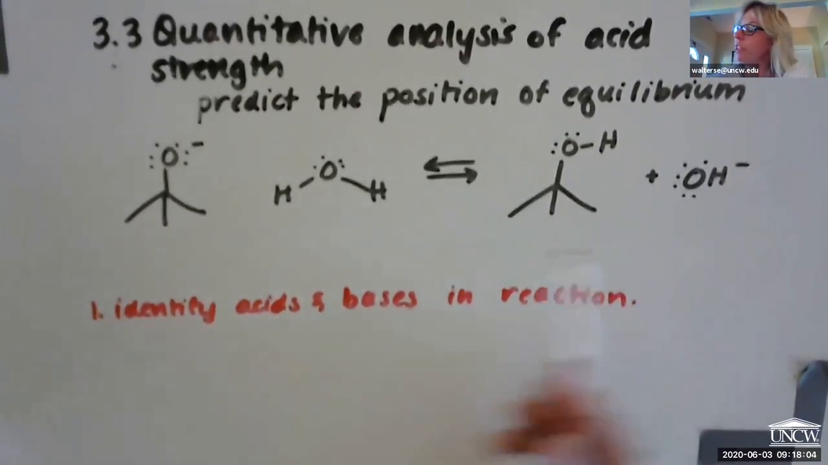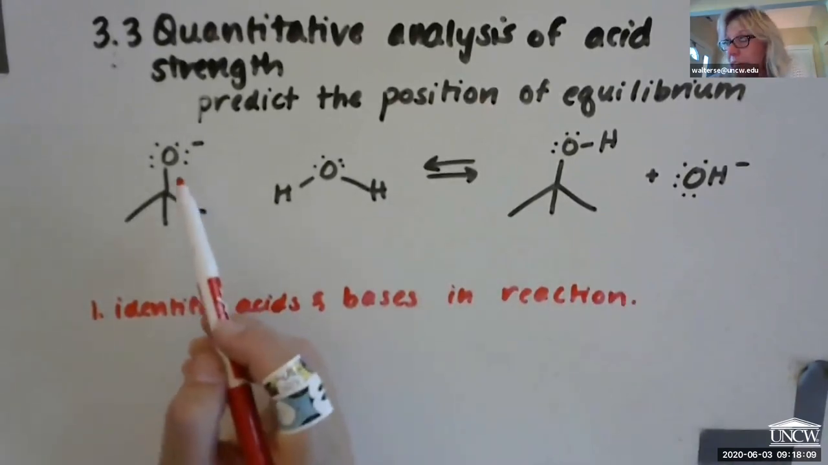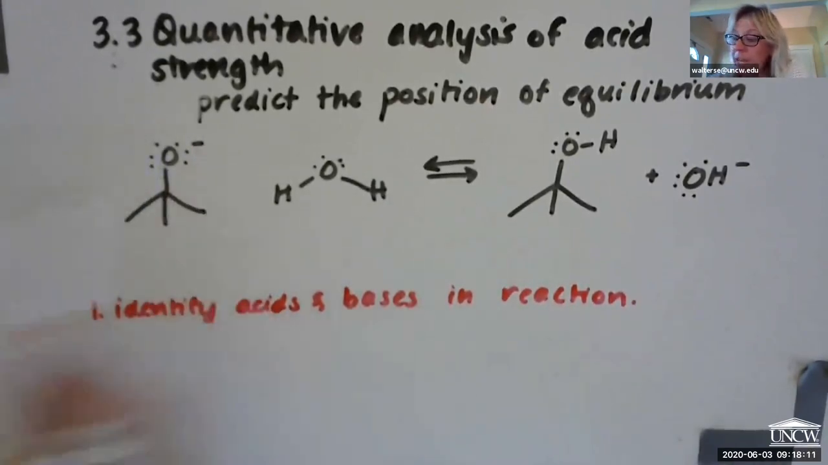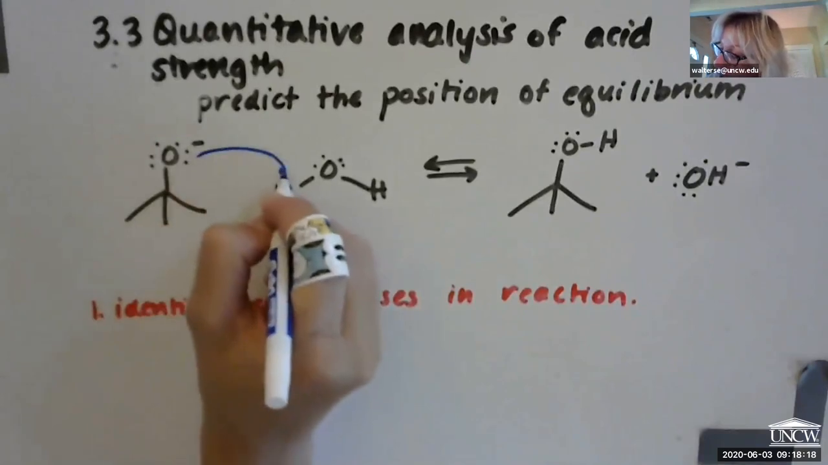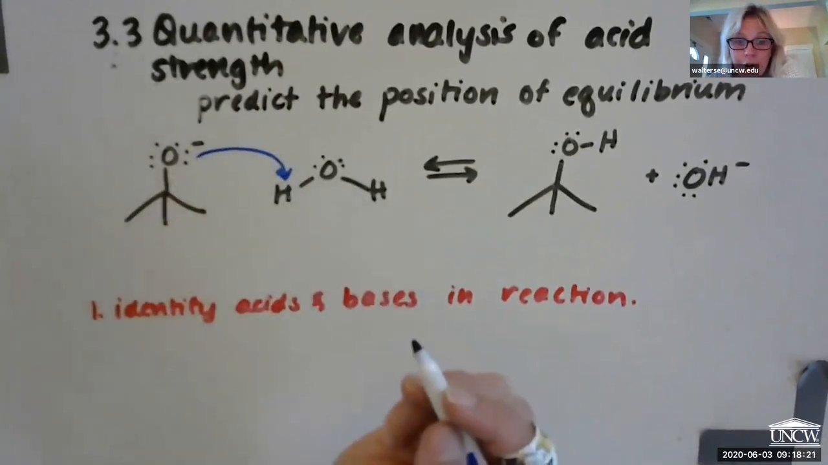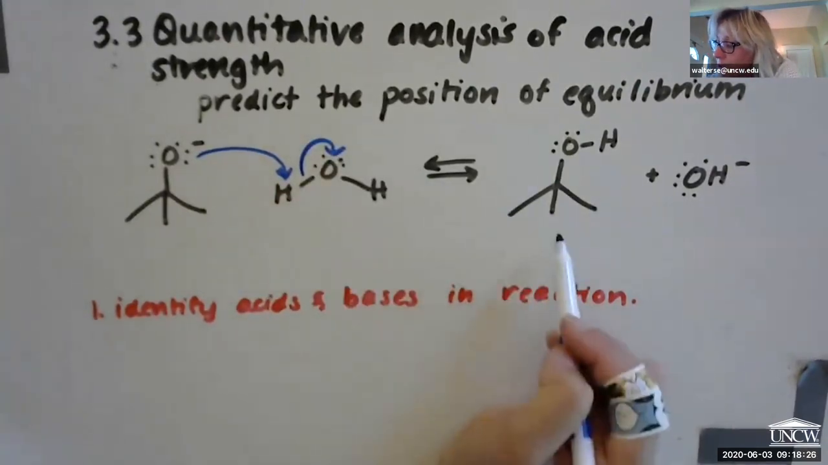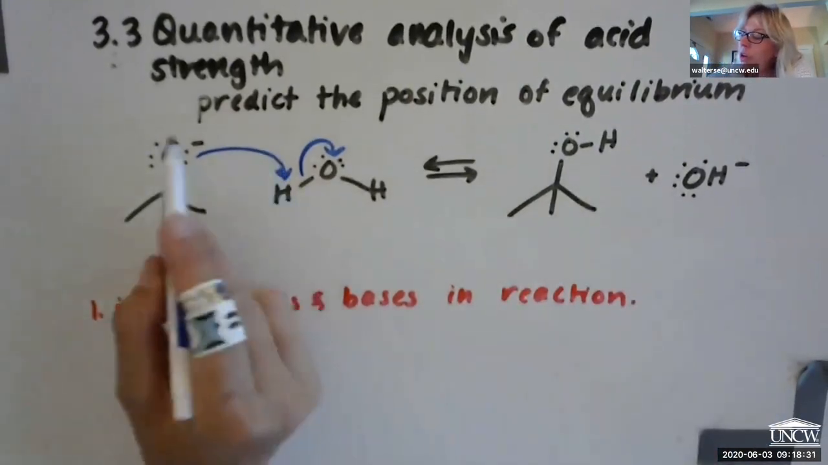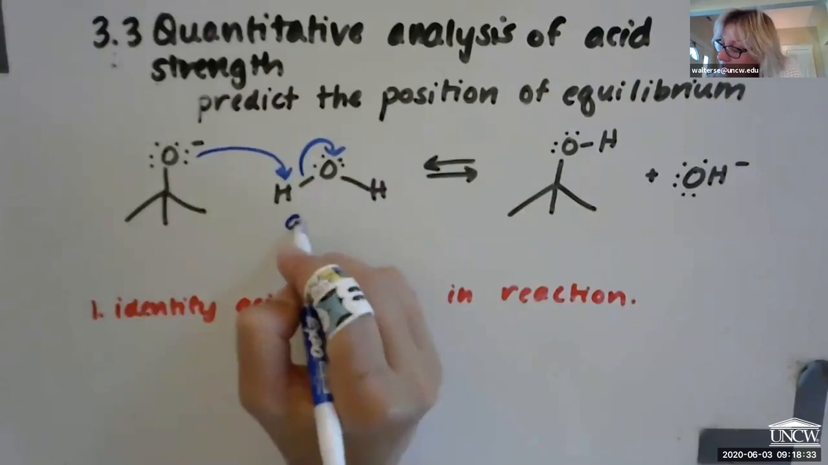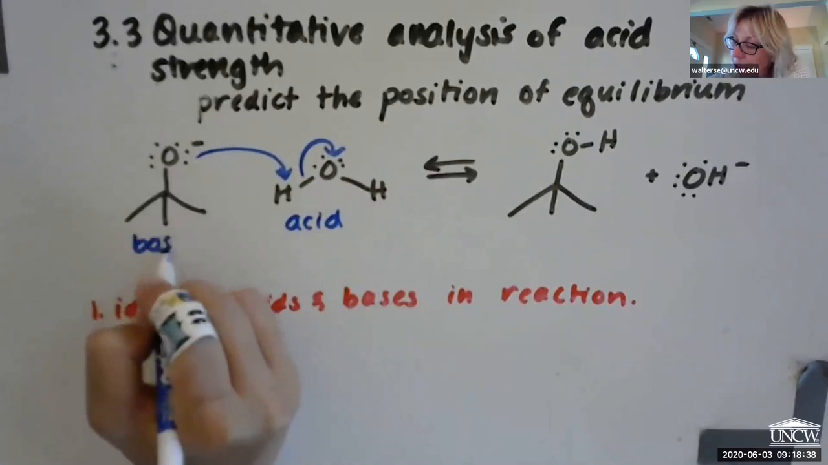Okay. So if you look at what's happening and you read it from right to left, the tert-butoxide, you can draw the arrows to show this, is going to have to pull a proton off of the water in order to make a protonated form, tert-butanol and hydroxide. So the water here is the acid. It's the proton donor, which means the tert-butanol is a base.